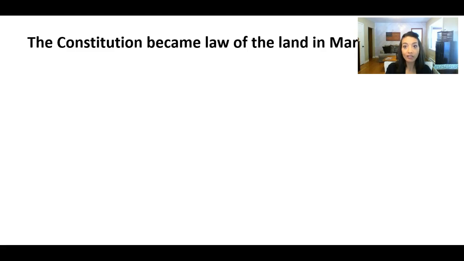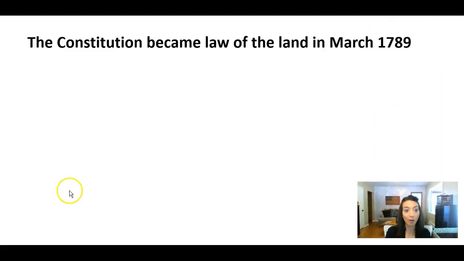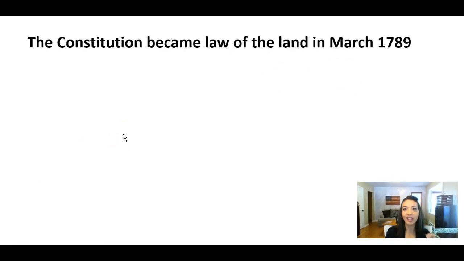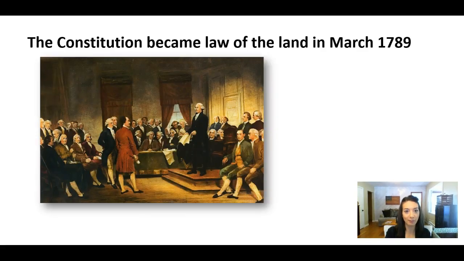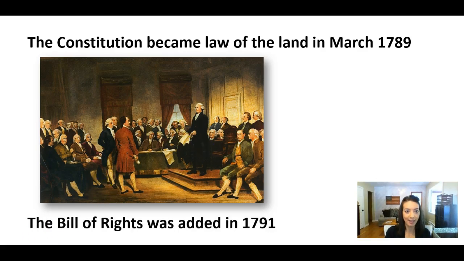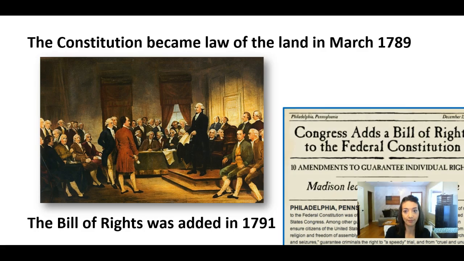Constitution became a law of the land in March of 1789. Let's do that one again for effect. Okay, so law of the land, 1789. That's the year that you want to remember. Okay, and there are the men, no women in this one, there are the men that made it law in 1789. Okay, now a few years later, that's when the Bill of Rights was added. So in 1791, those are the first 10 amendments to the Constitution.